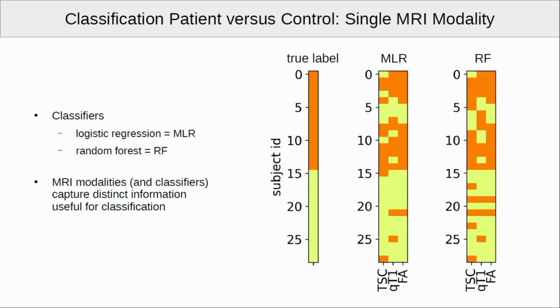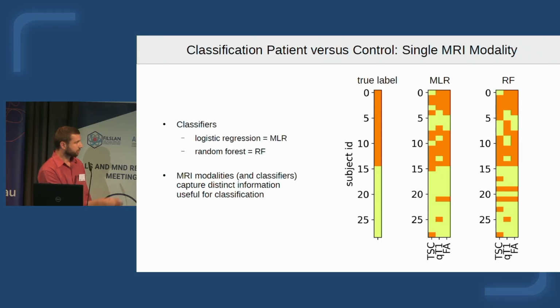We can train different kinds of classifiers, such as logistic regression or random forest, on the different MRI modalities. Here you have the true labels in our data set, patients and controls. What you can see is that the two different classifiers, logistic regression and random forest, capture different parts of the information for the prediction. They make errors in different ways.